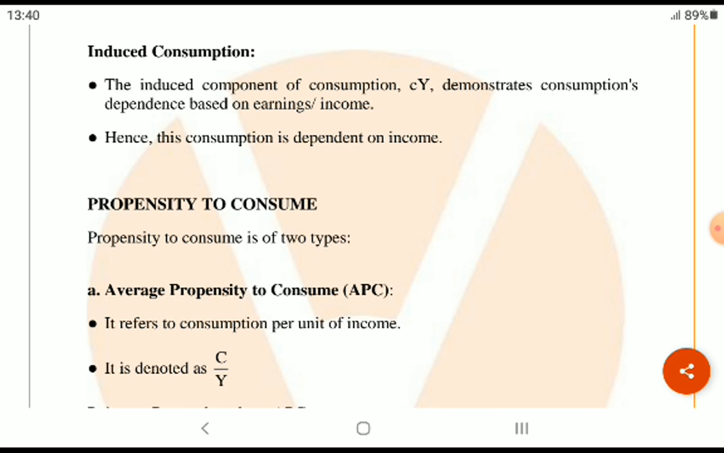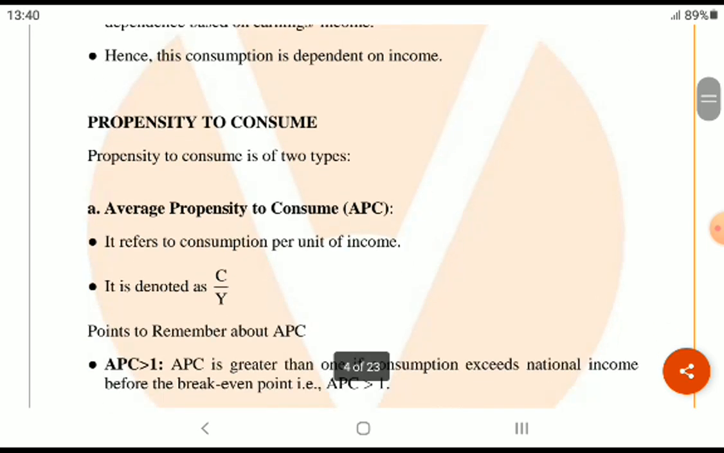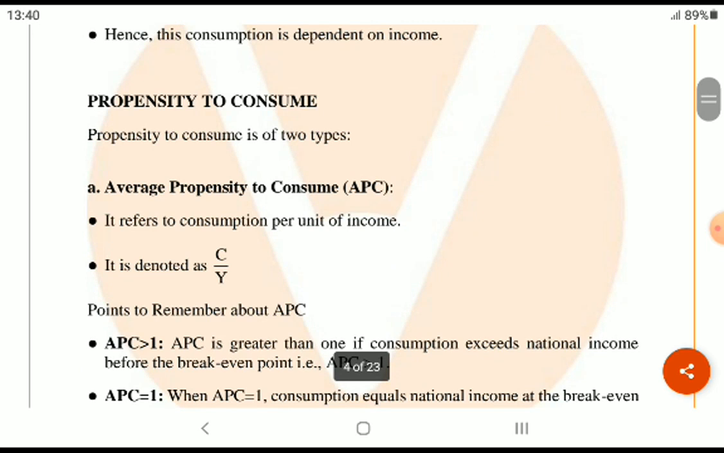Next is propensity to consume. Propensity to consume is of two types. Average propensity to consume refers to consumption per unit of income. It is denoted as C by Y.